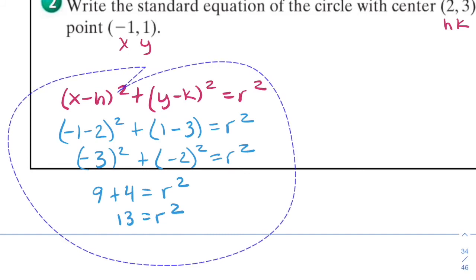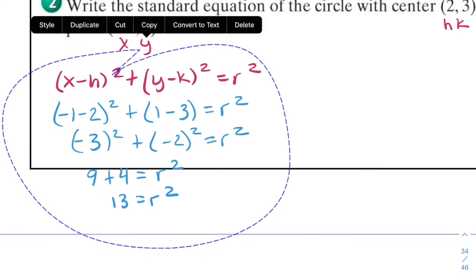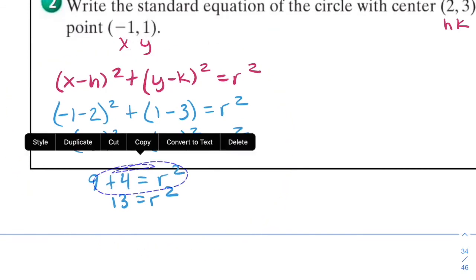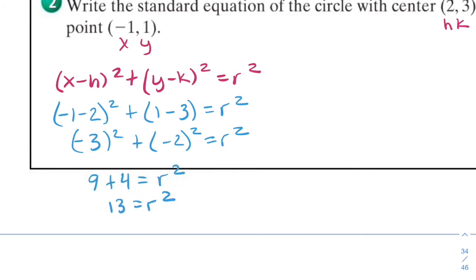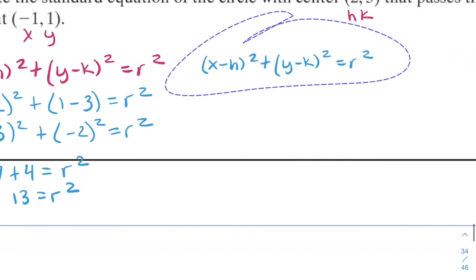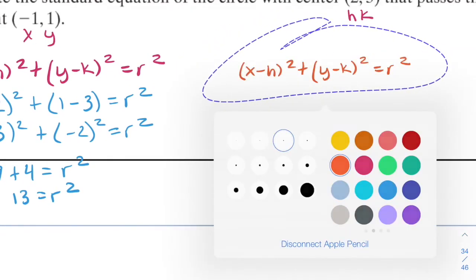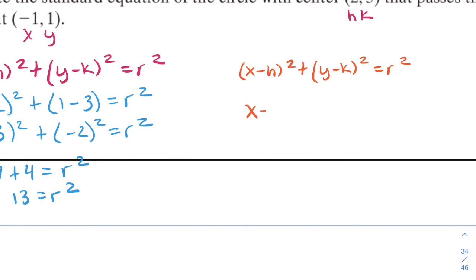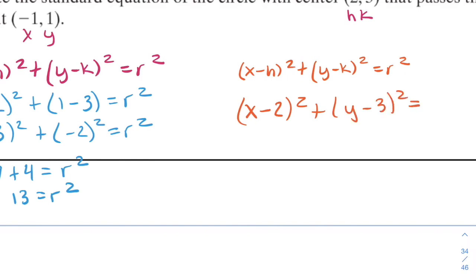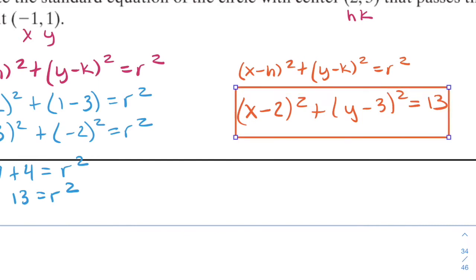So from here, we will do the equation again. And we are going to say x minus 2 squared plus y minus 3 squared equals r squared, which we already found was 13. Now you have the equation of that circle.